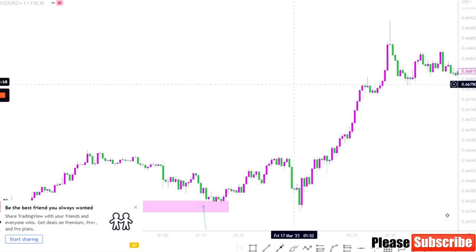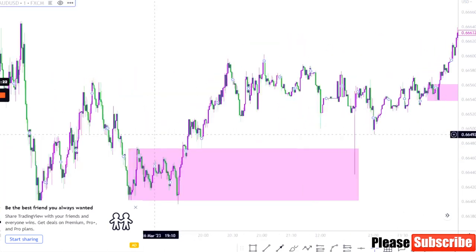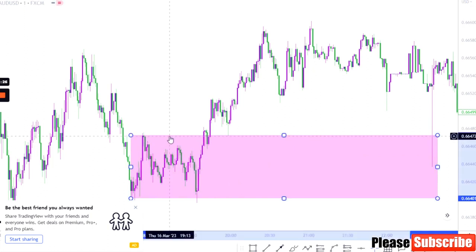You can see it pushes up immediately to higher heights. This is the purpose of spotting your demand zones, right? And actually how to spot your demand zones the correct way. Now we had the reversal right here, which is a drop based rally.